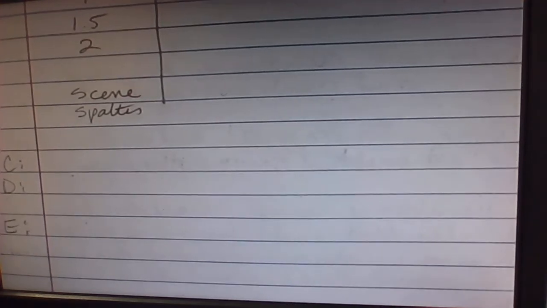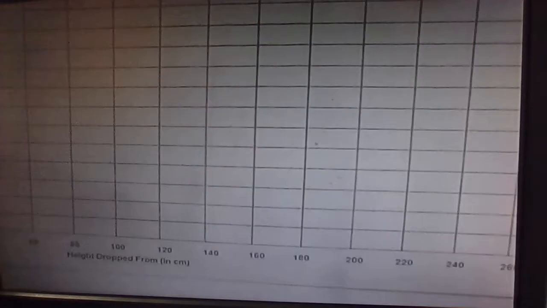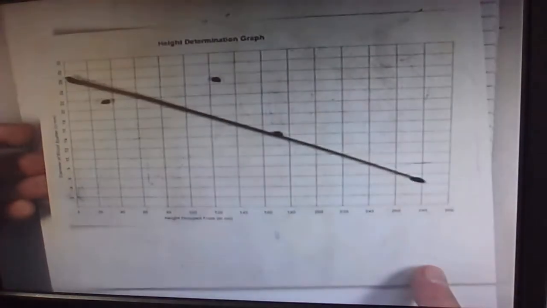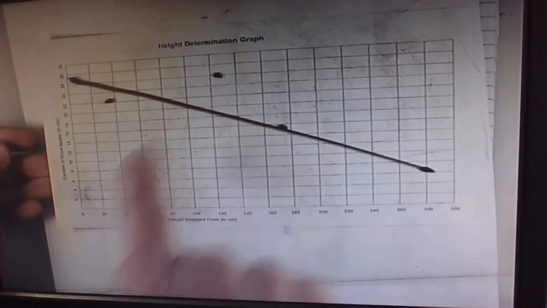And a little bit of blurb on the biological process, which in this situation is: what is the pattern? When you do your graph, what's the pattern that you saw according to your graph? On this one right here, I would say that as distance increased, the diameter of the spatter decreased. Something along those lines.